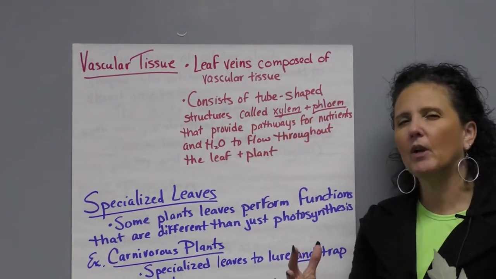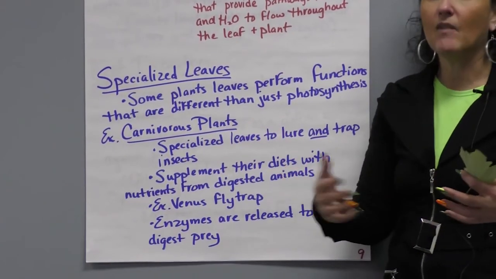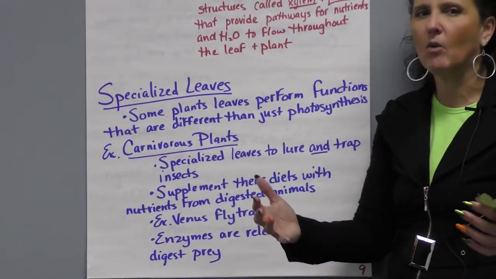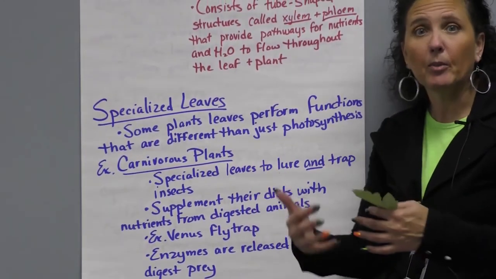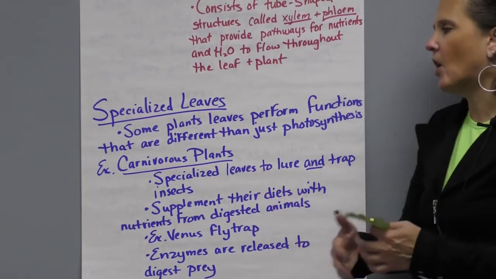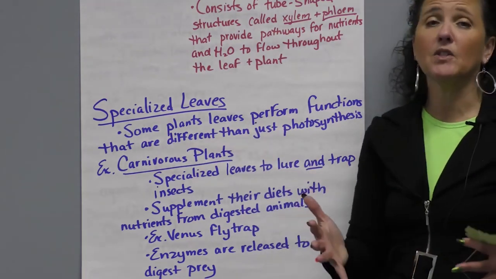I wanted to give you a little bit of a look at adaptations of leaves. Some leaves are specialized. They have specialized functions. If you go into a restaurant, one person's a waitress, one person's a cook, one person seats people, the host or hostess. So leaves can become specialized. They perform functions that are different than just plain photosynthesis.